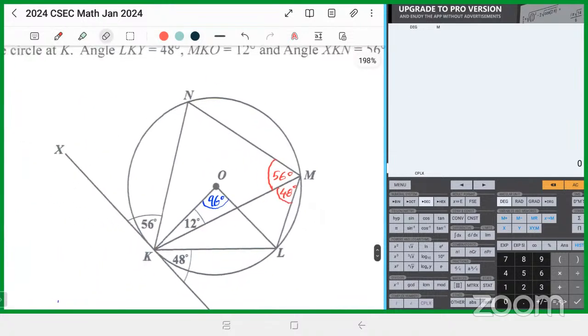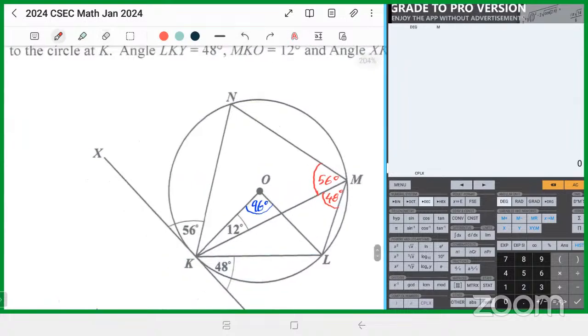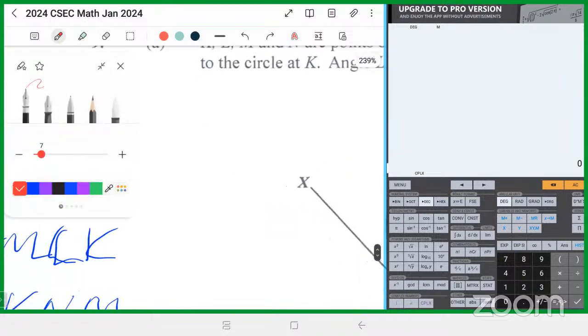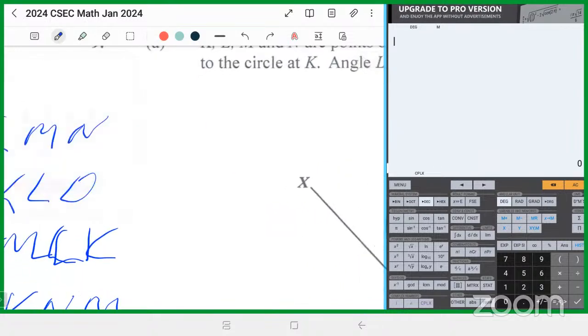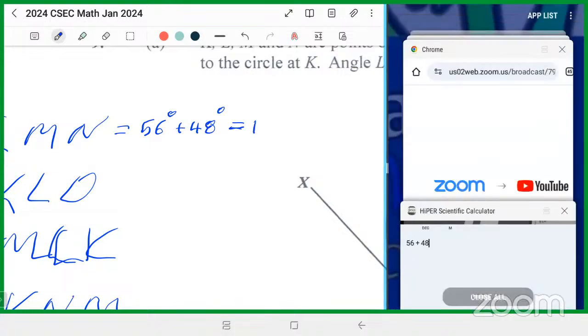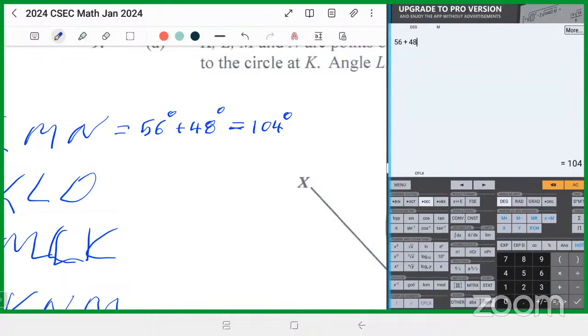So this first angle that I want is the sum of those two, 56 and 48. So let's put it here. This equals 56 plus 48. I'm going to copy it back down. This equals 56 degrees plus 48 degrees, which works out to what? Let's add them up quickly. That's 56 plus 48, 104. This is 104 degrees.